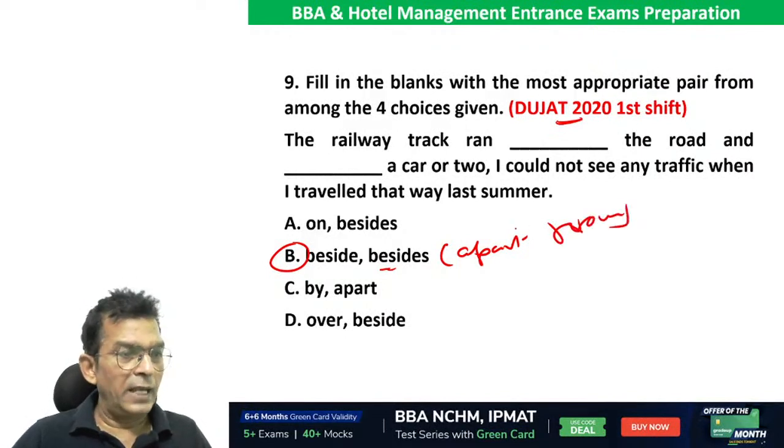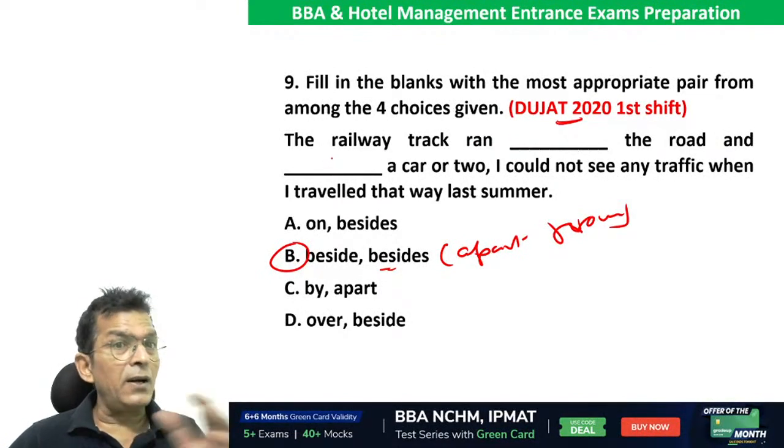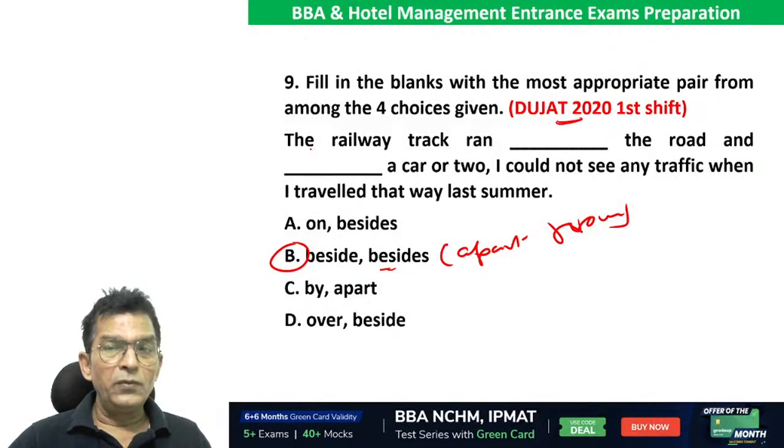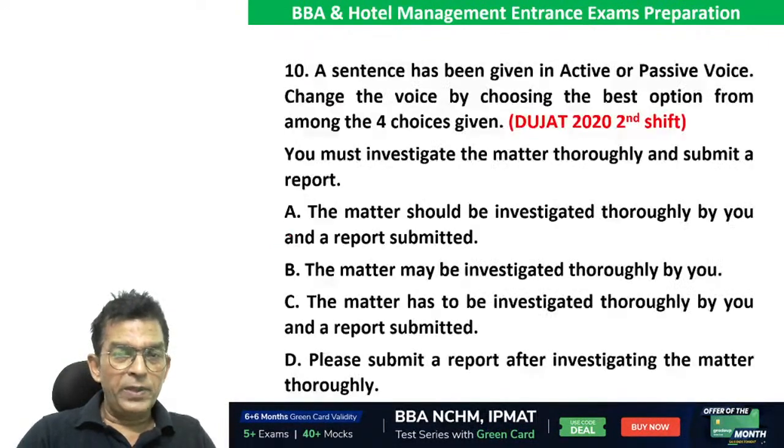Then the answer is B. Beside, ke bagal mein. The railway track ran beside the road and besides a car or two. Apart from a car or two, we could not see much traffic. So B is the correct option. Okay. Then to this one.